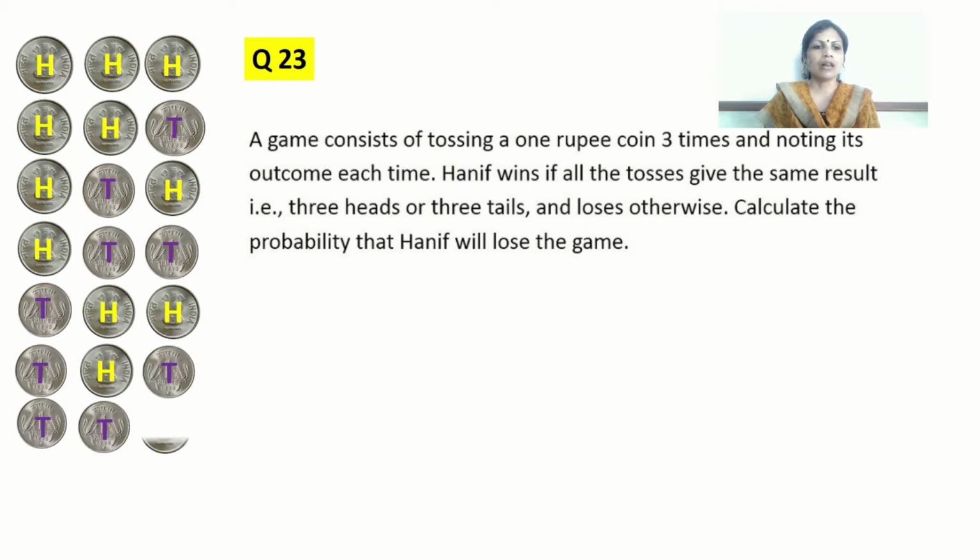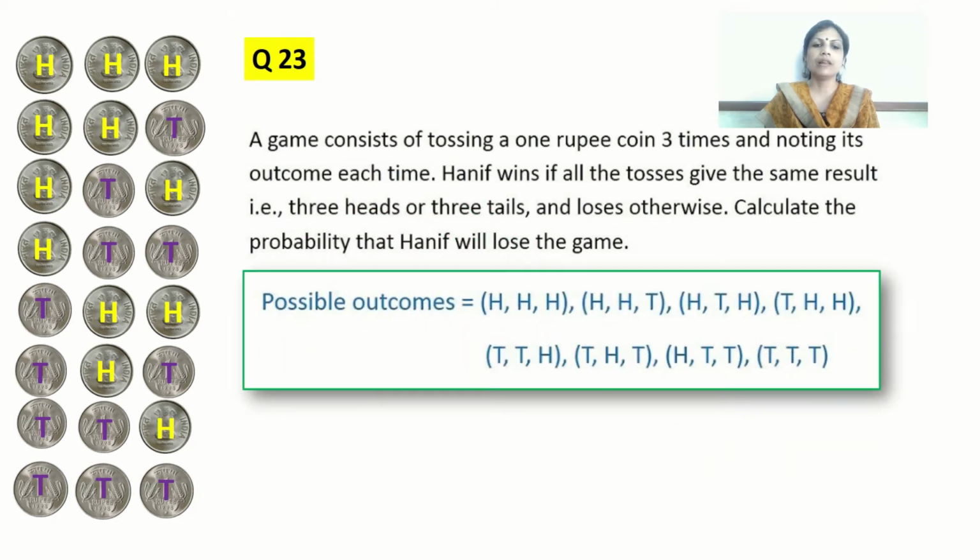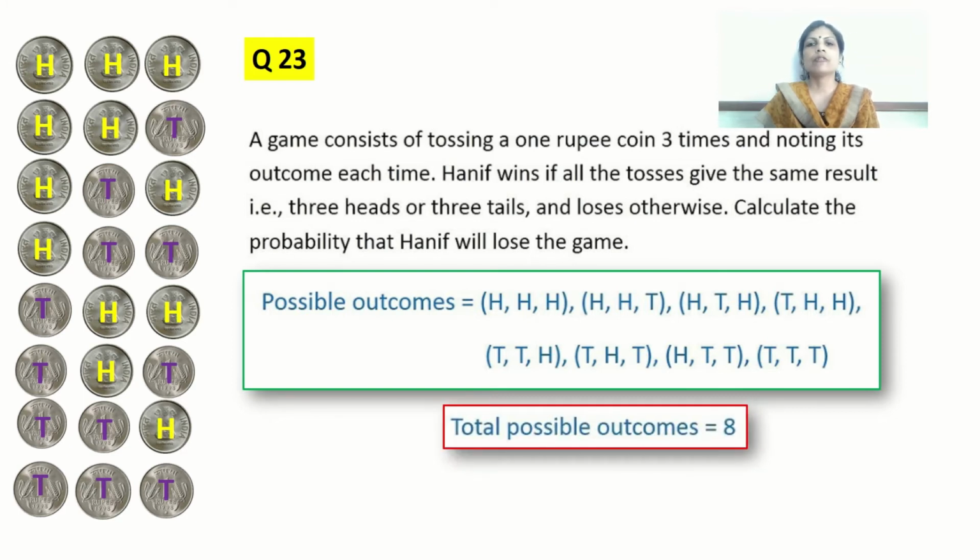All possible outcomes are flashing there, and you will see that the possible outcomes are head, head, head; head, head, tail; head, tail, head; tail, head, head; head, tail, tail; tail, head, tail; tail, tail, head; and all the 3 tail. So if you calculate this, total number of possible outcomes are 8.